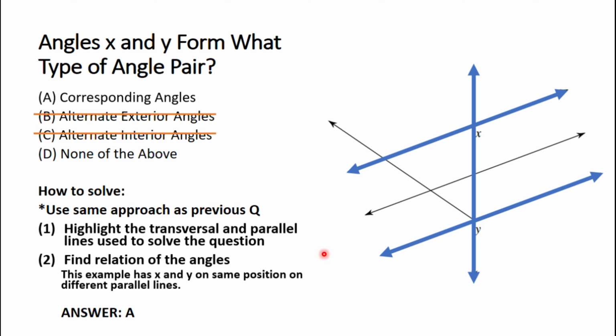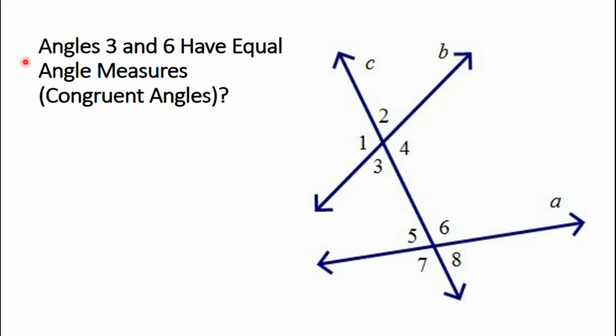Alright, so the next question. Angles 3 and 6 have equal angle measures, also known as congruent angles. So is that true or is that false? And explain your answer. So go ahead, pause the video and take some time to solve this question, and then I'll explain to you shortly.